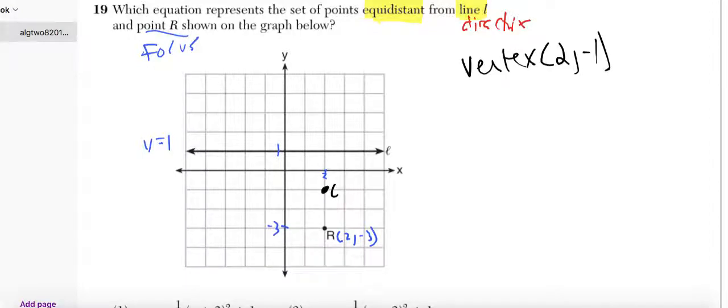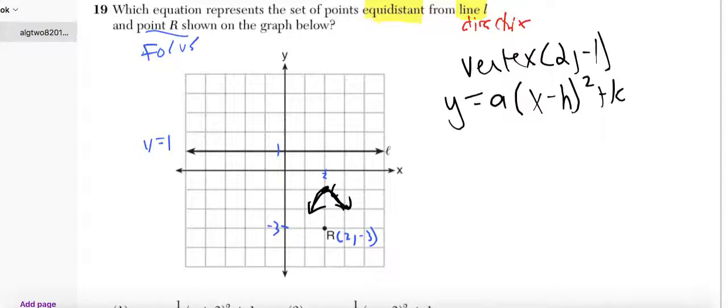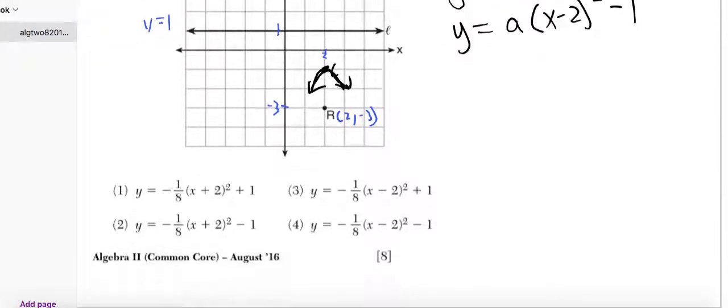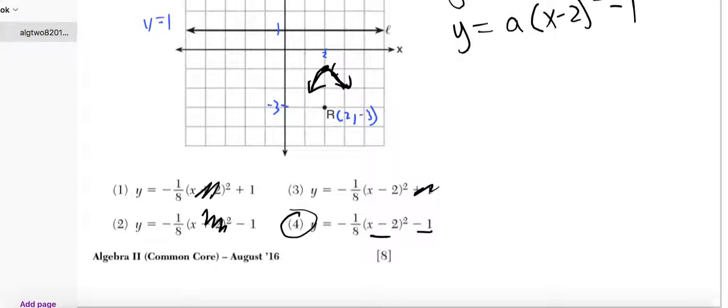So if you remember vertex form, y equals a times x minus h squared plus k. And by the way, our a value should be negative because it has to open down, because the parabola is not allowed to cross through the directrix or touch the directrix. So a will be less than 0. And I substitute where h, k is the vertex. So h is 2, k is negative 1. So it becomes a times x minus 2 squared minus 1. Let's see if we could eliminate choices first. So these have x plus 2, and this has a plus 1 here. So we have a negative leading coefficient, which we should. x minus 2 squared minus 1. By elimination, we have choice 4.